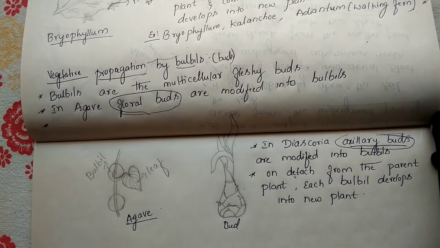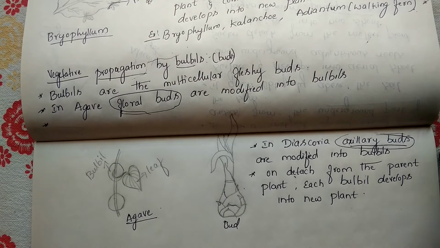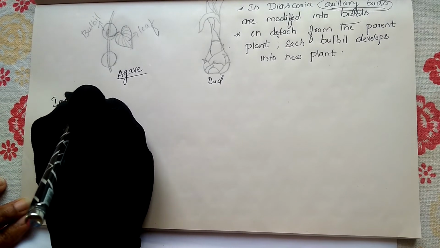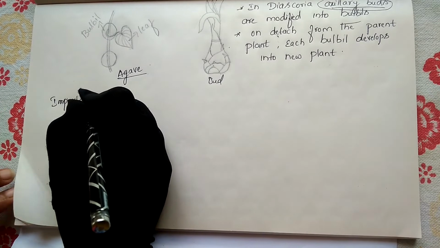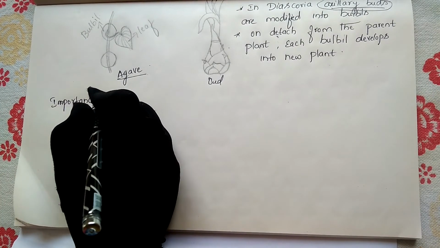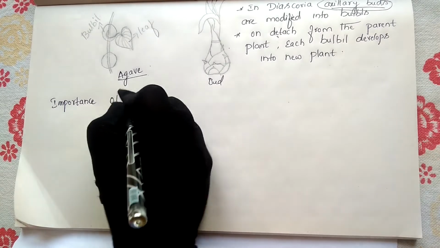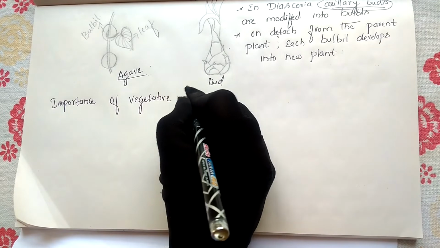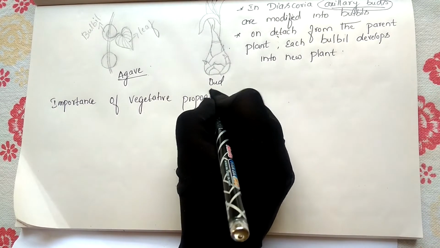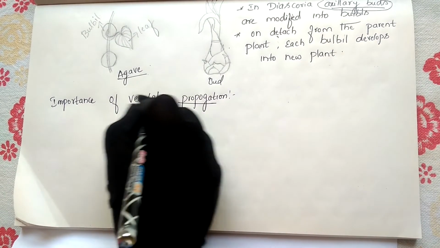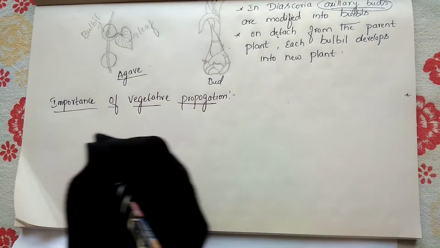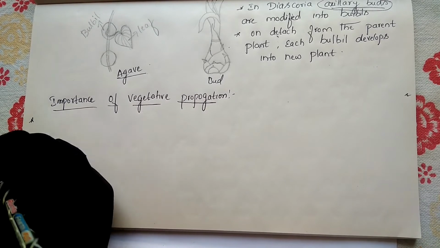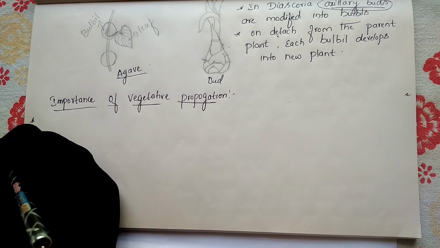Next we'll go to the next topic, that is importance of vegetative propagation. In that, let us discuss the first point. So the first importance is that it is the only method of multiplication in a seedless plant.